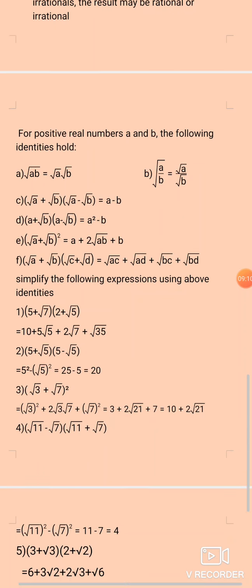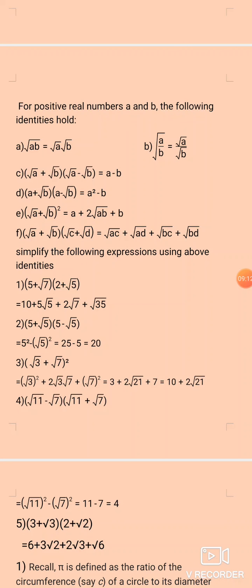Now the next problem, listen. Root 11 minus root 7 into root 11 plus root 7. A plus b into a minus b, which is equal to what? A square minus b square. That is root 11 square minus root 7 square, which is 11 minus 7 is what? 4. Okay.